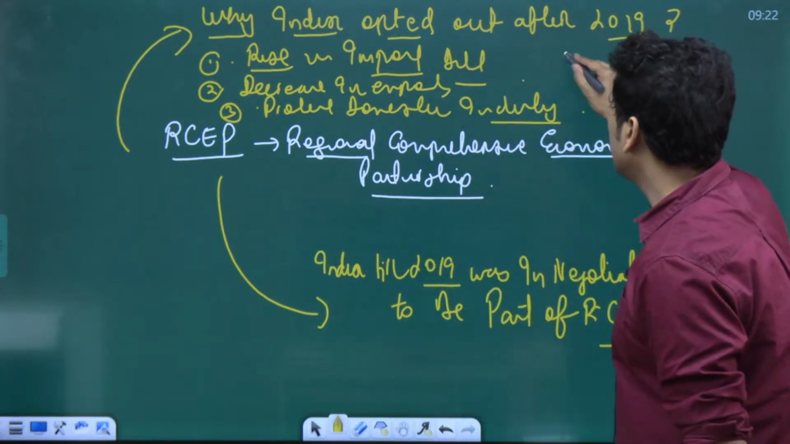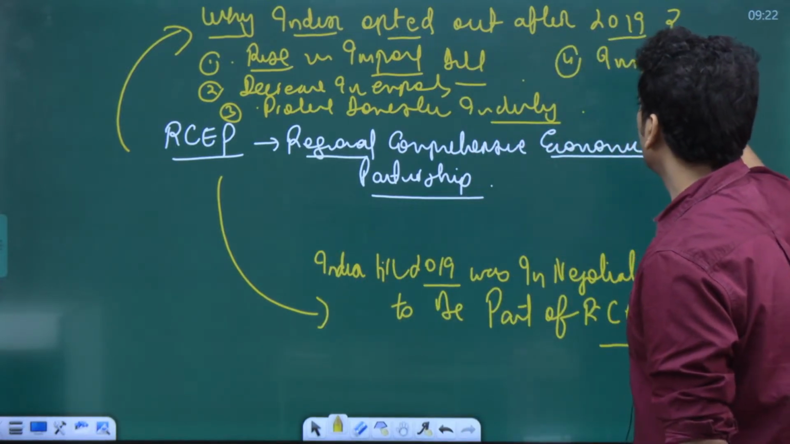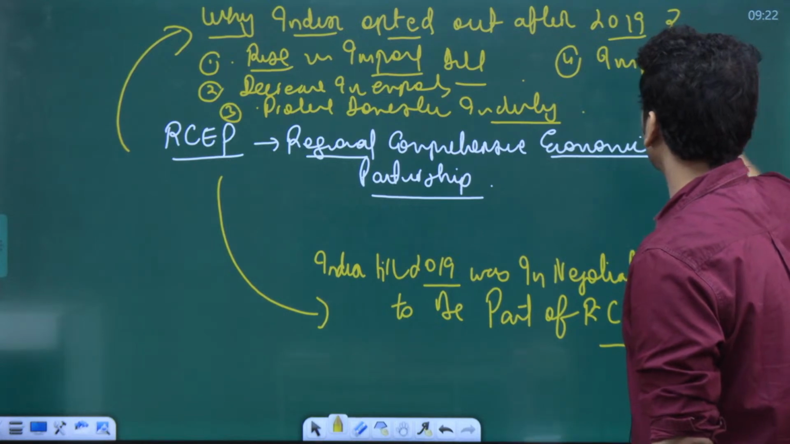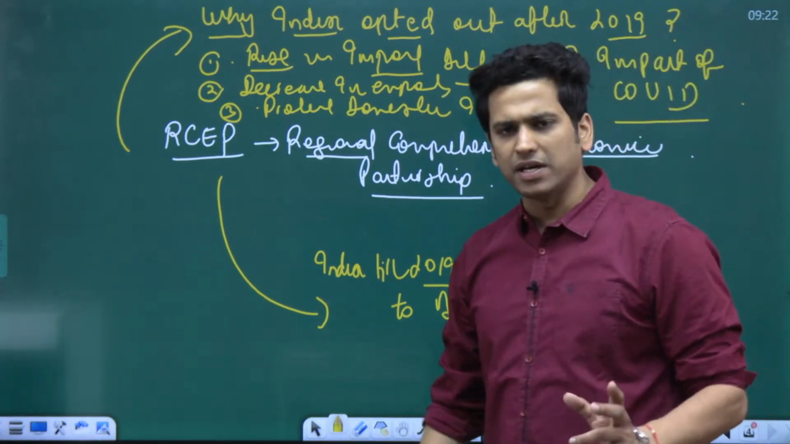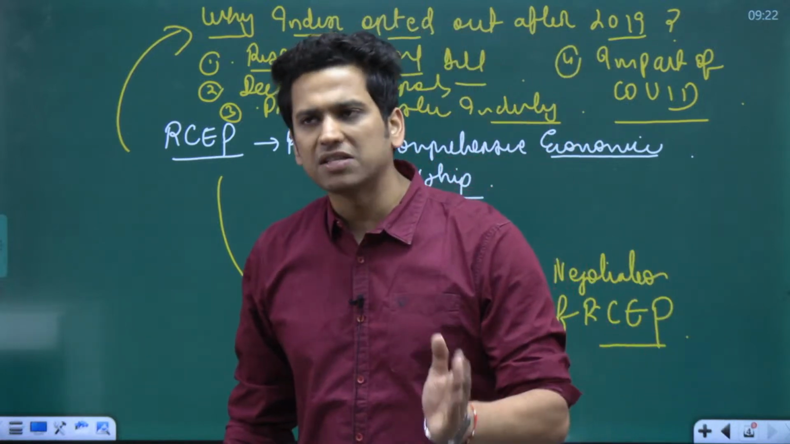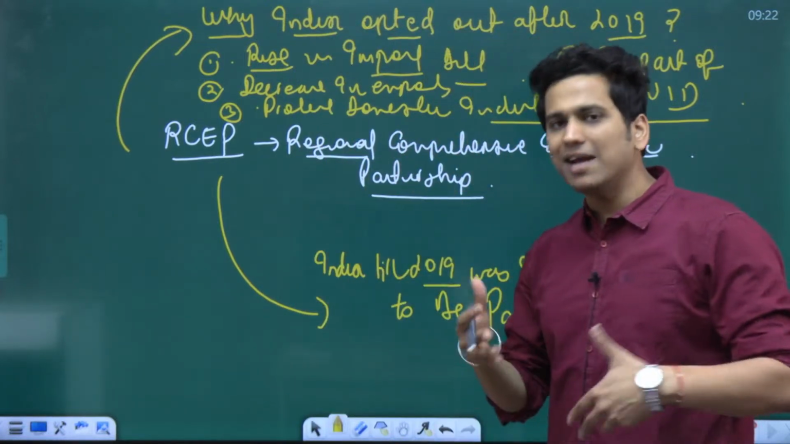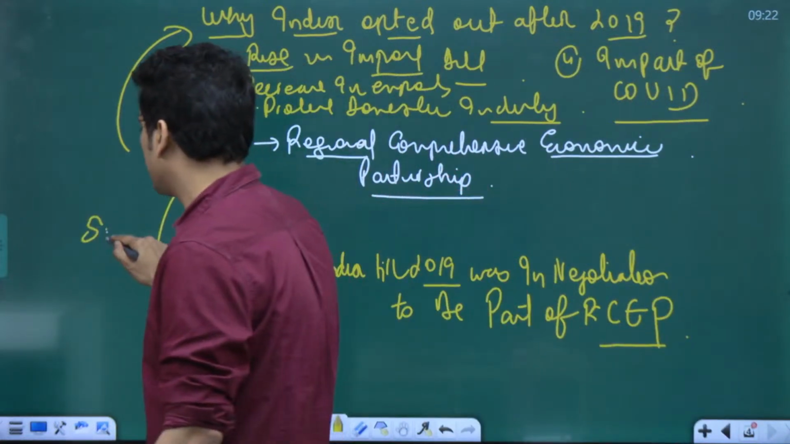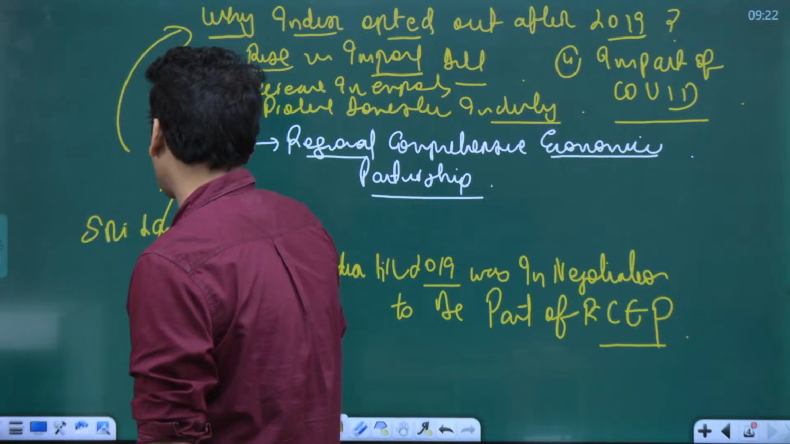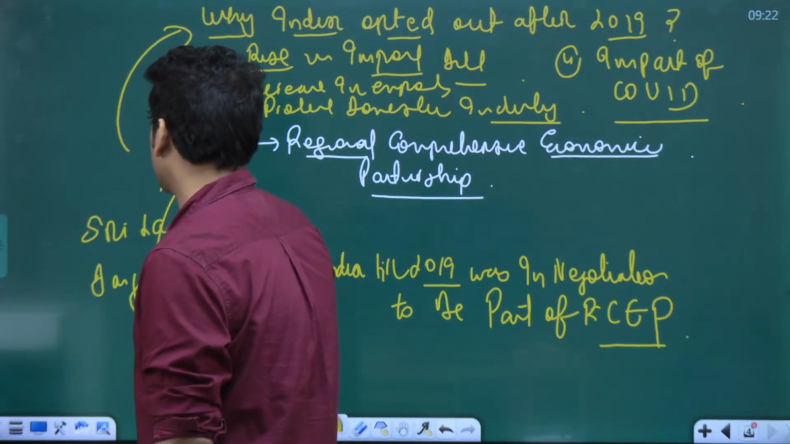Plus the impact of COVID also played a very important role in India backing out of RCEP. So these are the certain points that we need to understand related to the Regional Comprehensive Economic Partnership. Now Sri Lanka and Bangladesh are in this particular process that they might join the RCEP. So Sri Lanka and Bangladesh. So this is a basic news item that is there.